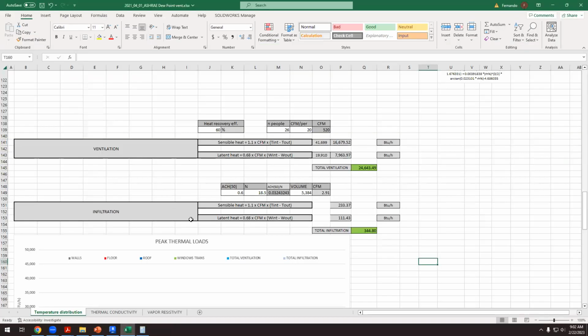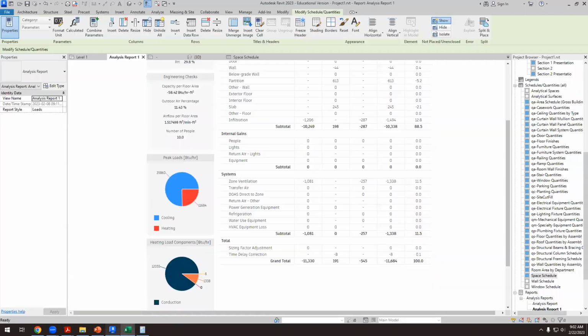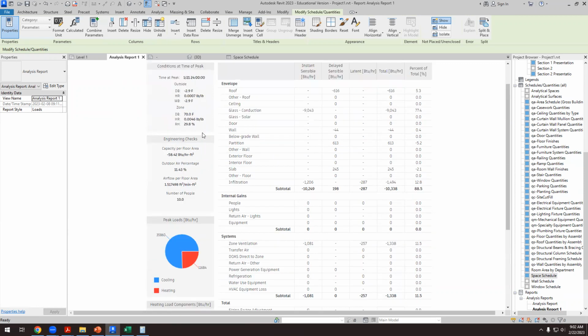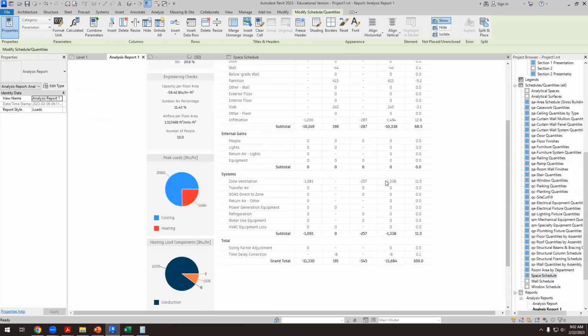I explained how to work with infiltration. Now let's try to analyze what Revit has done with the ventilation load. So on this report, I have taken different spaces and I have added up this.